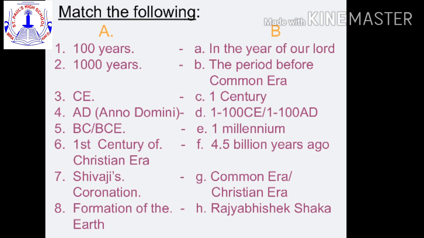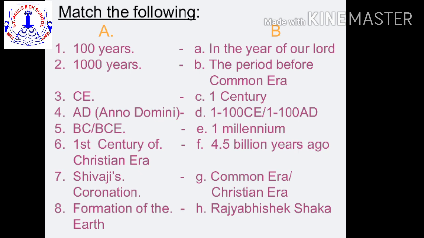Here, there are two parts given, part A and part B. Let's read both the parts first and then we shall try to find out the correct answer. Starting with part A, first one, 100 years. Second, 1000 years. Third, CE. Fourth, AD, Anno Domini. Fifth, BC or BCE. Sixth, first century of Christian era. Seventh, Shivaji's coronation. And eighth, formation of earth.